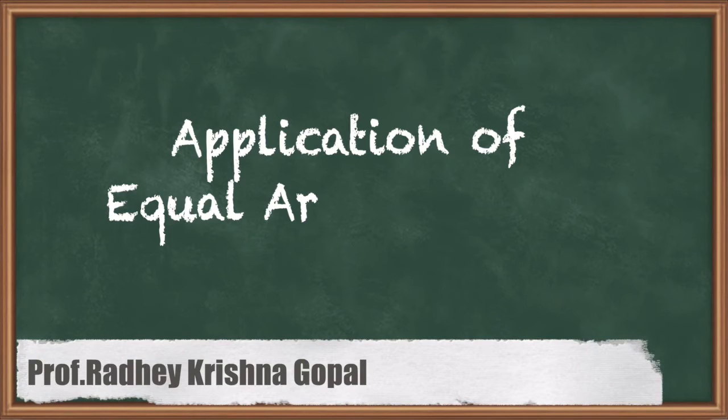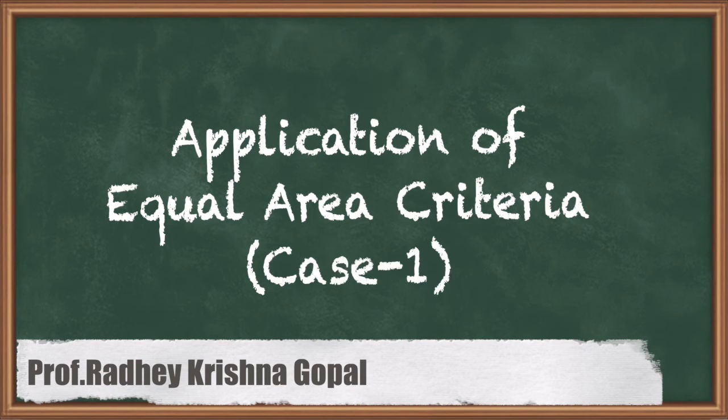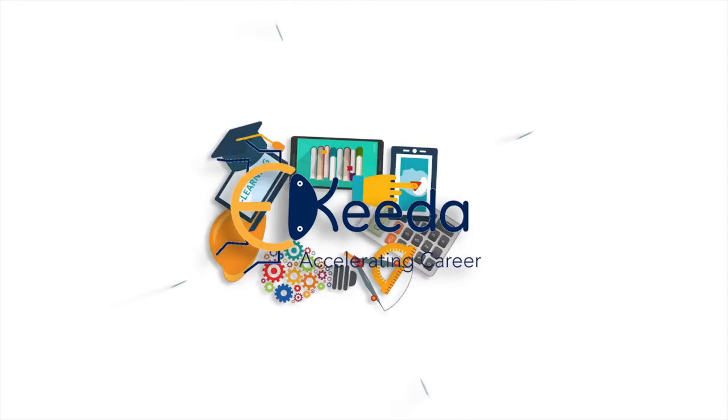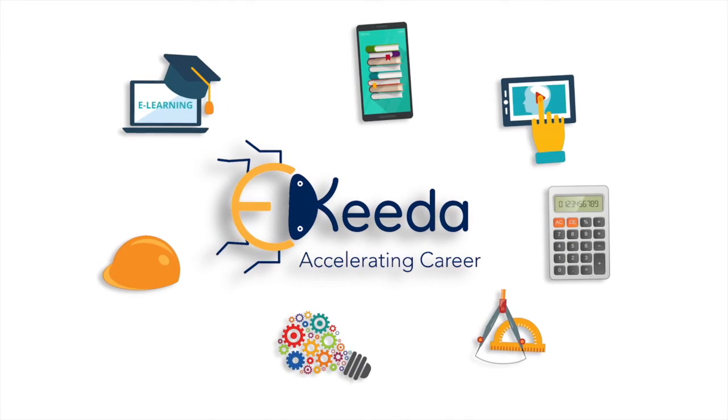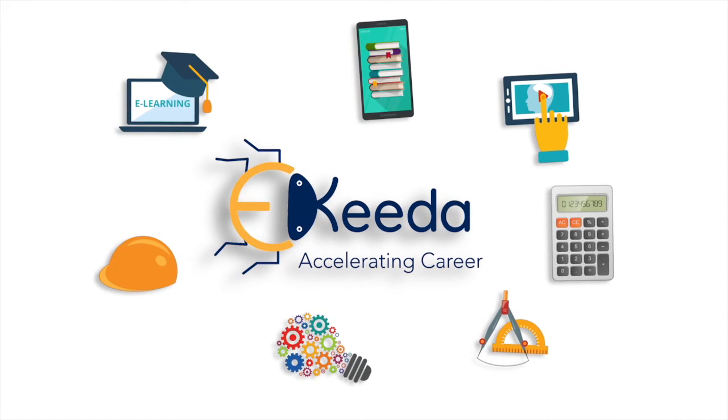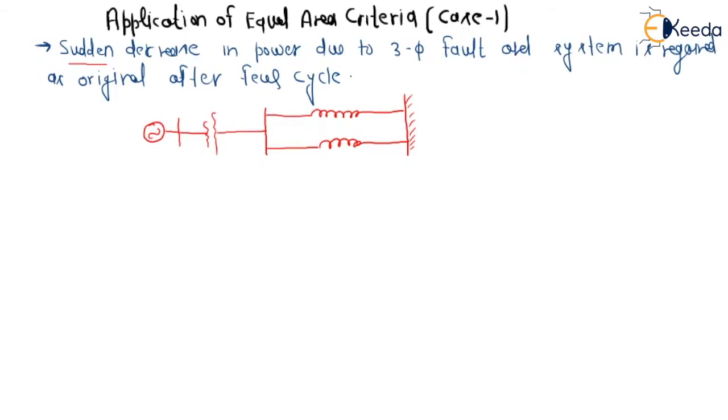Now we are going to study application of equal area criteria, case 1. Sudden decrease of power due to a three-phase fault, and the system will be regained as original after a few cycles.